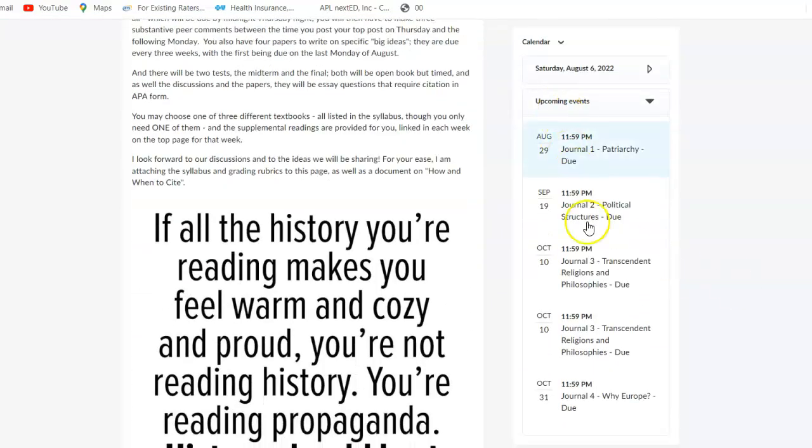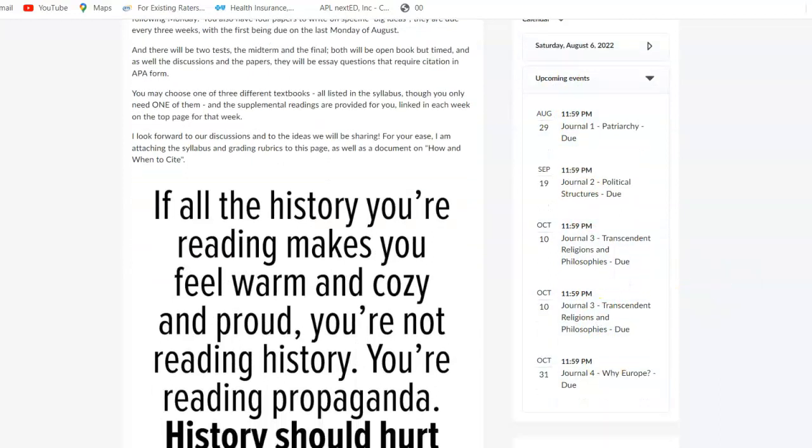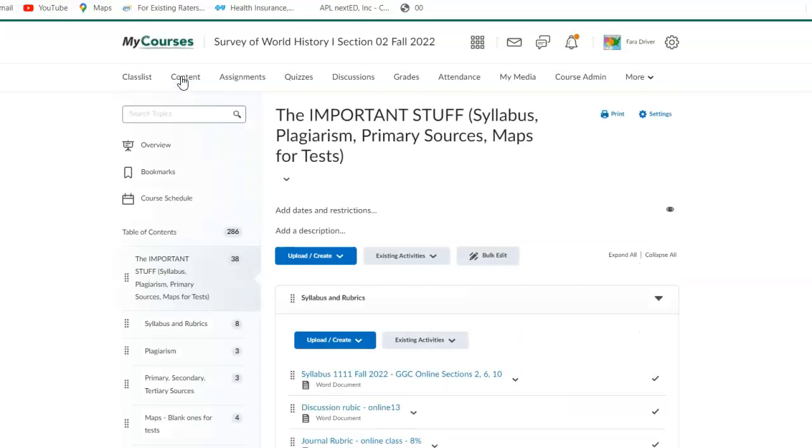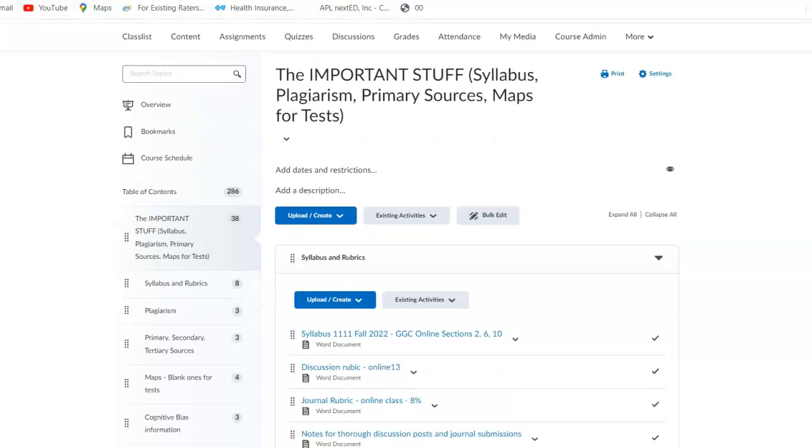You'll notice down here, though, it has the calendar. You'll notice also that I already have your 4 journal deadlines set up. So you can go straight to those to know when something's due and what you have to do for it. But for right now, let's go ahead and go to the content page because this is the basic outline of the course. I have worked really hard to structure it so that it's easy for you to find the things in it you're going to need.